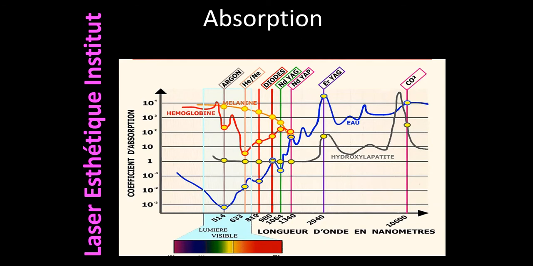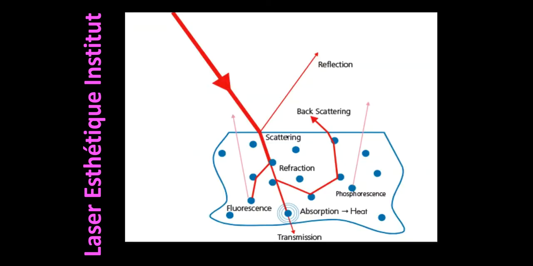You can see that diodes are well absorbed in water, hemoglobin, and melanin, and erbiums are very well absorbed in water, while lower wavelengths are well absorbed in hemoglobin and melanin. So it is very important to know this picture.